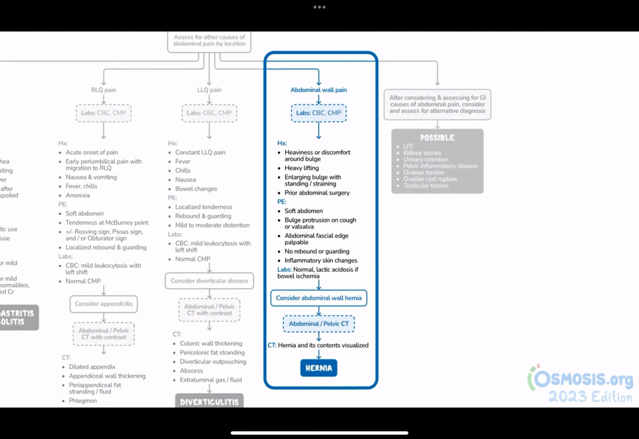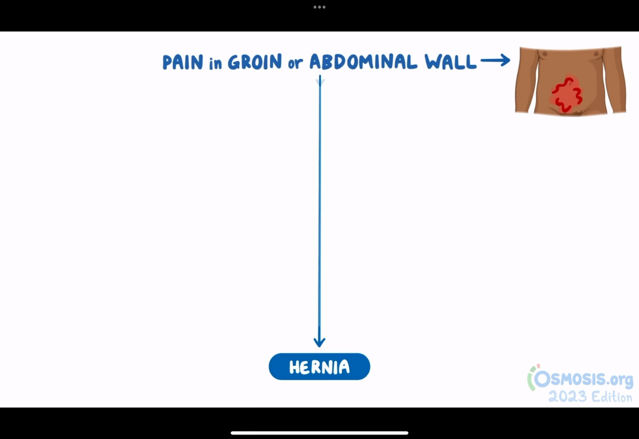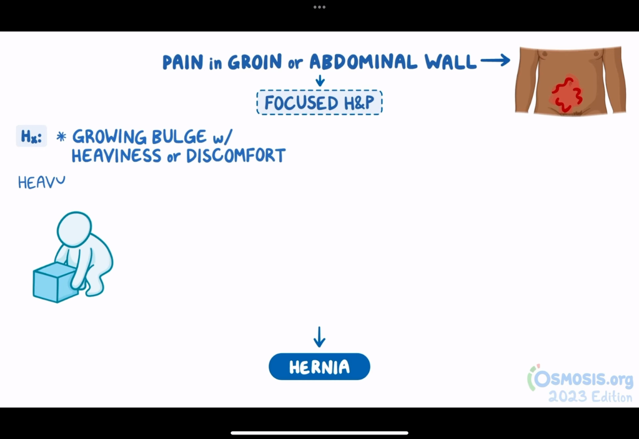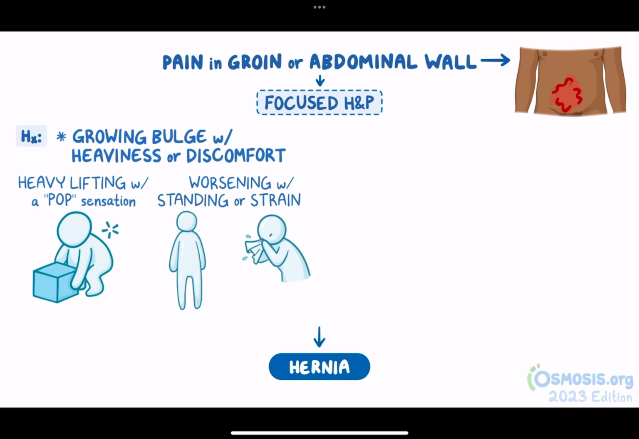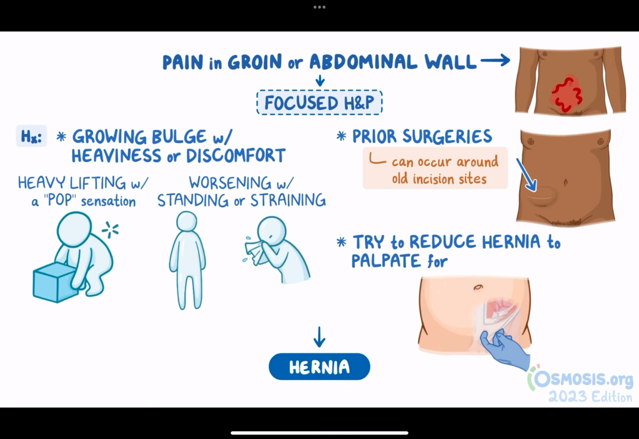Finally, if the pain is localized to the groin or the abdominal wall, you should suspect a hernia. Patients often describe a growing bulge with heaviness or discomfort around it. They might associate the bulge with heavy lifting with a pop sensation and worsening of the discomfort with standing or straining. Be sure to ask about prior surgeries, as hernias can occur around old incision sites. Hernias can be mildly or sometimes even severely tender, but try to reduce the hernia contents to palpate for the fascial edge as long as the patient can tolerate it.